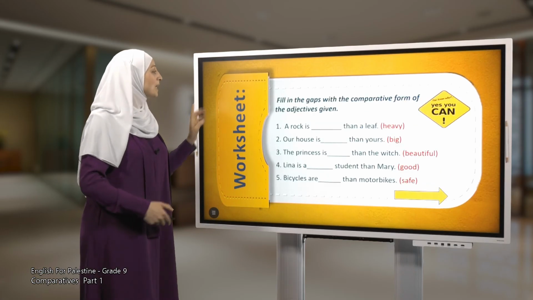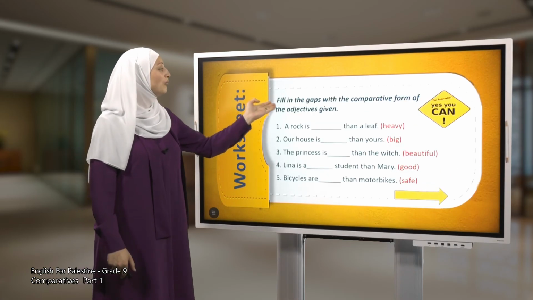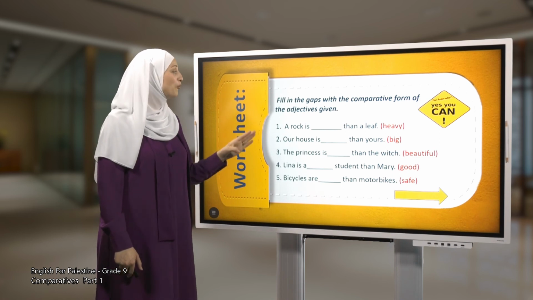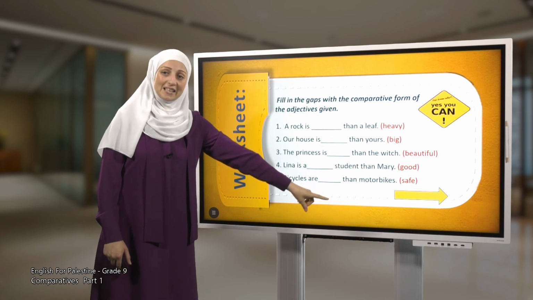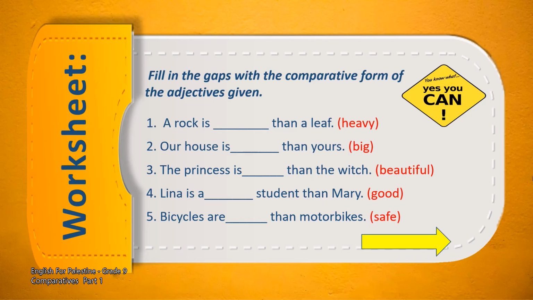Let's continue. In this question, you will fill in the gaps with the comparative form of the adjectives given. The adjectives are between brackets here. Number 1, a rock is than a leaf, heavy. Number 2, our house is than yours, big. Number 3, the princess is than the witch, beautiful. Number 4, Lena is student than Mary, good.